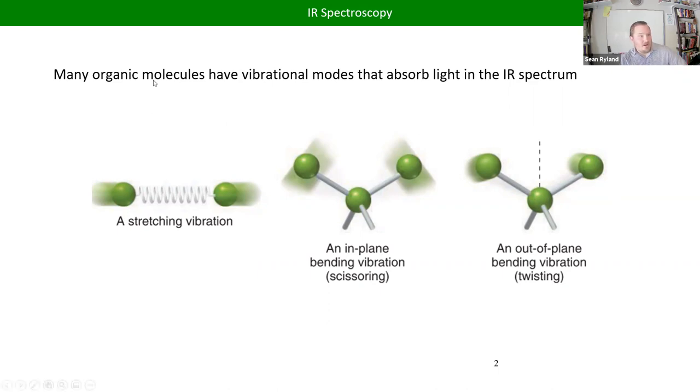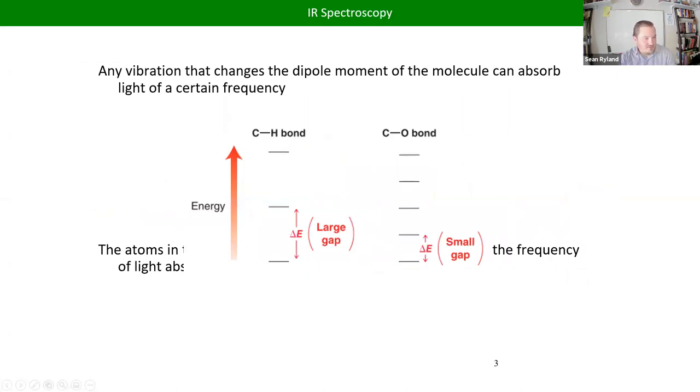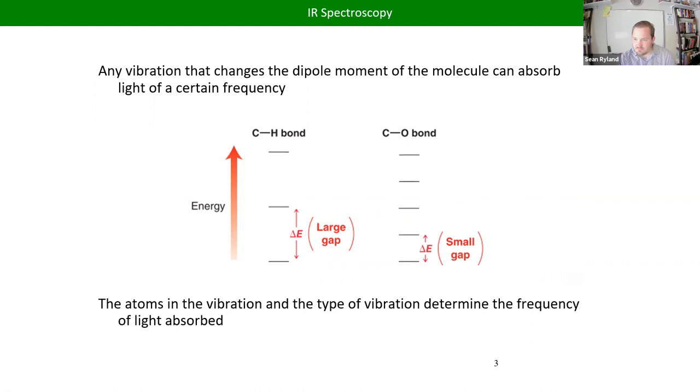So what IR spectroscopy, what infrared spectroscopy is doing, is measuring what the different frequencies are of light that we shine on it, and then how much of the light is absorbed versus how much of it passes through. So that allows us to look at what the difference in energy is between these different states when it's vibrating. And the smaller the energy gap, the smaller the frequency of light that will be absorbed.